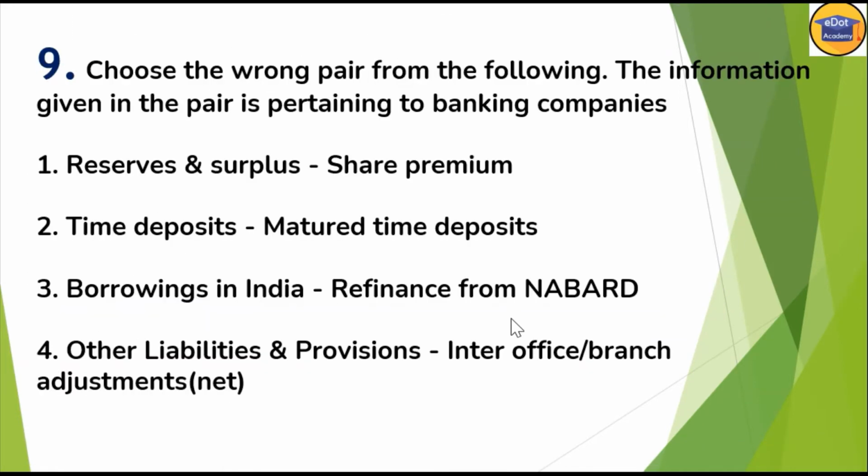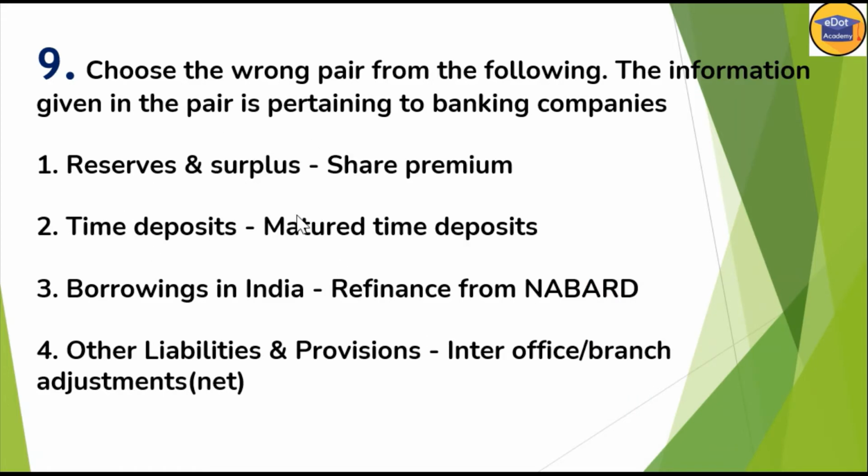Now question number 9. Choose the wrong pair from the following. The information given in the pairs pertains to banking companies. Option 1 is reserve and surplus, share premium; time deposit, matured time deposits; borrowings in India, refinance from NABARD; other liabilities and provisions, inter-office branch adjustment. In this you have to find which is the mismatch, that means which is the wrong pair here.